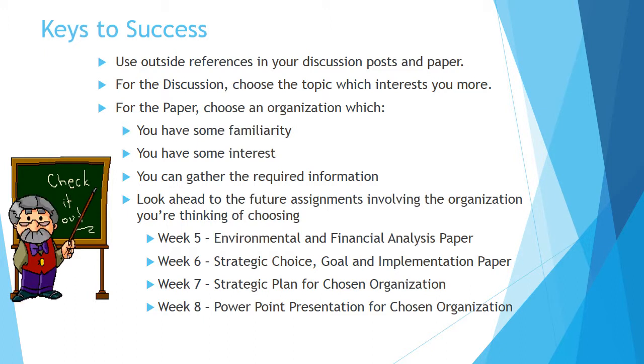And you should choose an organization that you can get the required information, because as you look ahead to weeks 5, 6, 7, and 8, you'll be writing papers that all deal with this same organization. You're going to have to write a paper in week 5 on the environmental and financial analysis of that organization. So you're going to need to be able to access information that is related to their environment and finances. In week 6, you'll be writing a strategic choice and implementation paper. In week 7, you'll be writing a strategic plan. In week 8, you'll be providing a PowerPoint presentation for the organization.